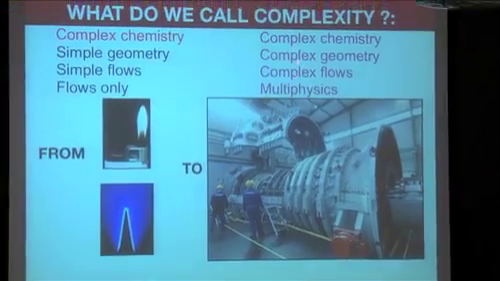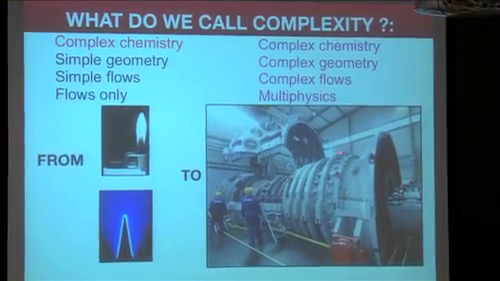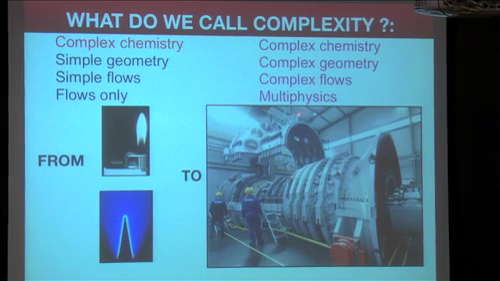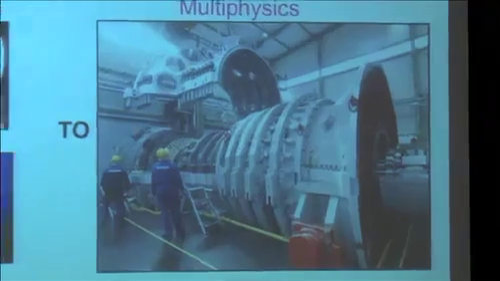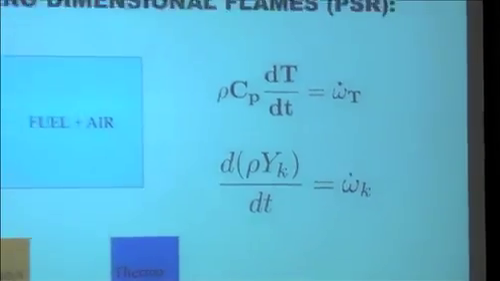That's obvious, the chemistry doesn't change, but now the geometry is complicated, the flow will be complicated, and you will need to do multiphysics: acoustics, heat transfer, vibration, and all these things. So how does that go in a hierarchy of codes, if you want?